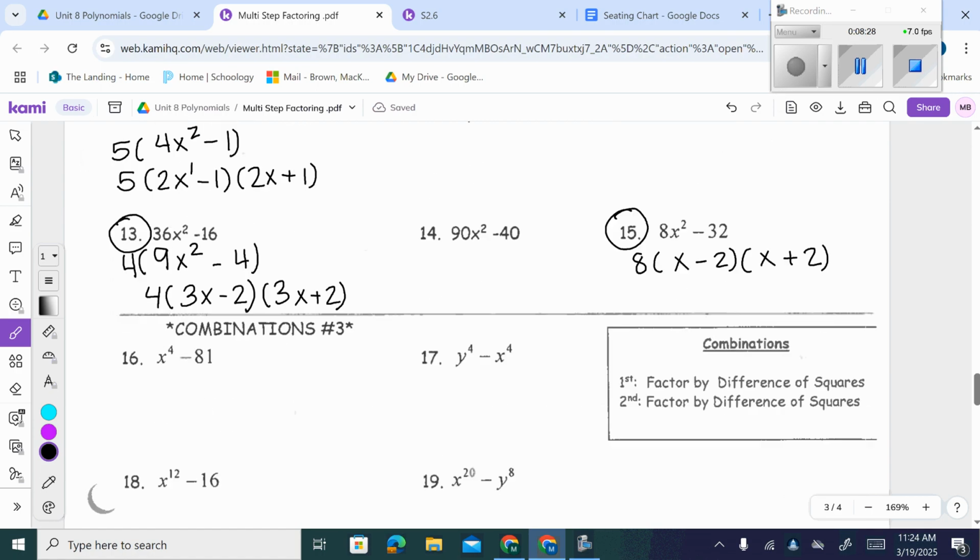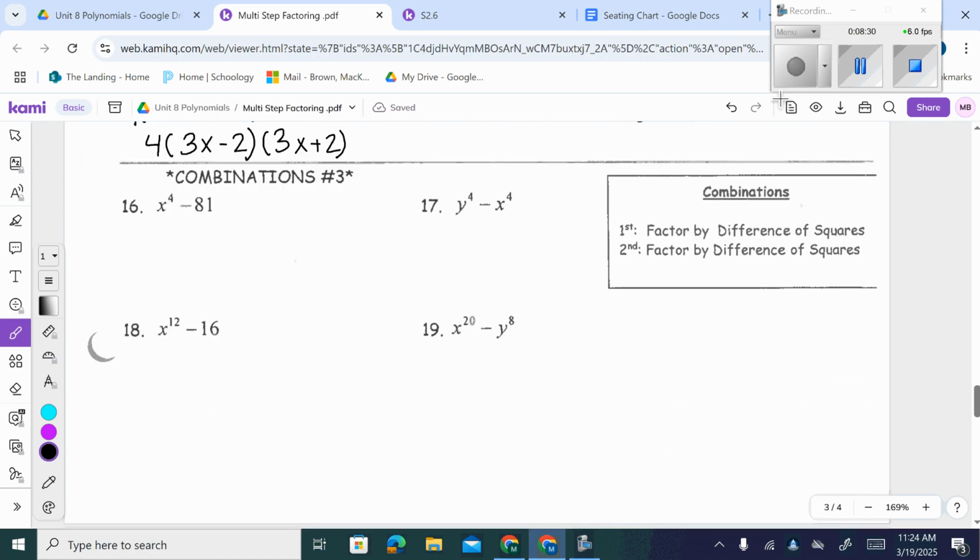All right, 2 more, and then we are done with these notes. Look at number 16. Does this have a GCF? No. Okay, so now we're going to test for difference of squares. Can I take the square root of x to the 4th? You divide it by 2. Can I take the square root of 81? Yes. What's the square root of 81? 9. And is it a subtraction problem? Yeah.